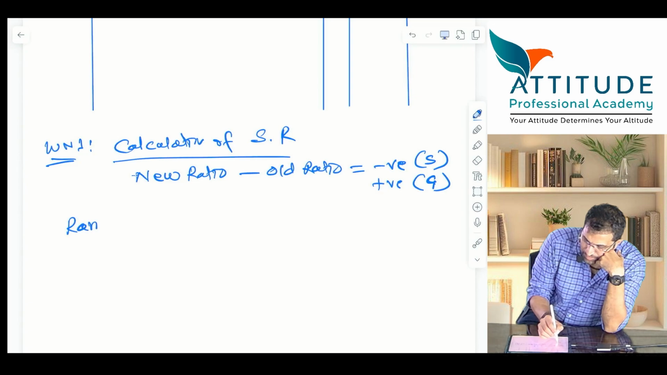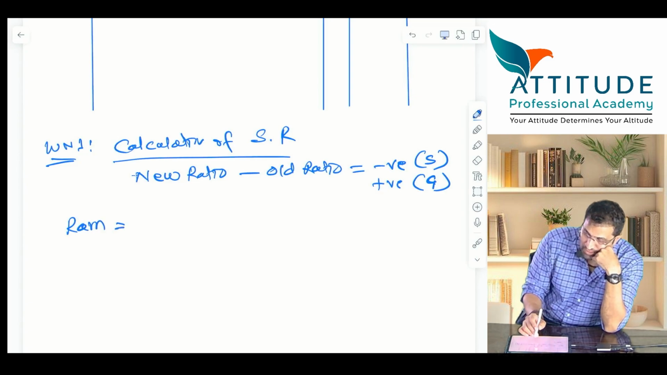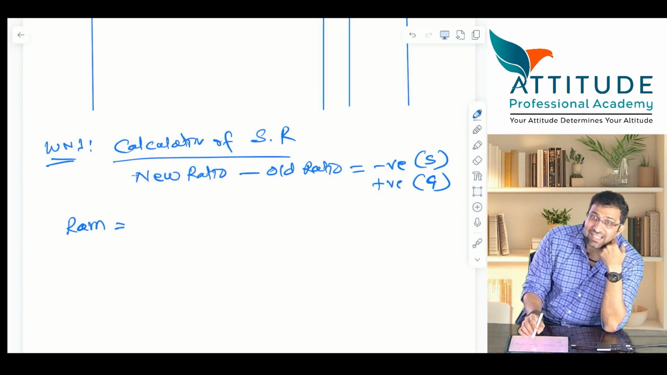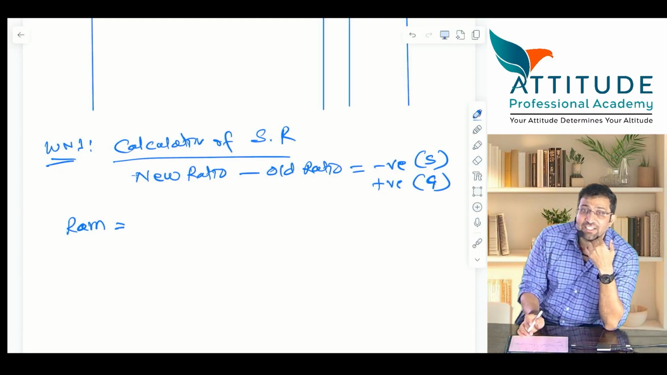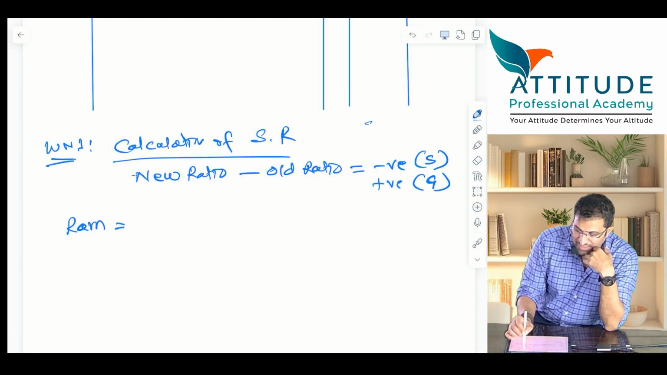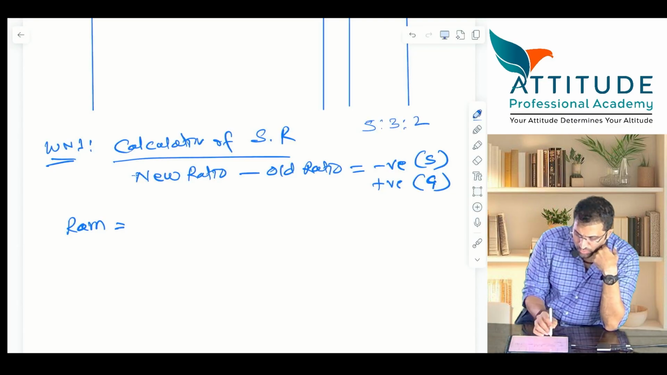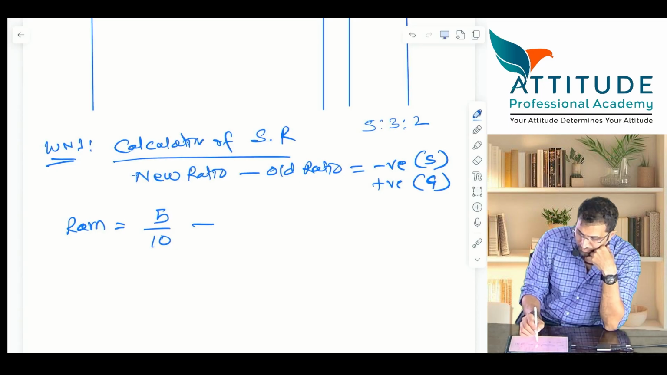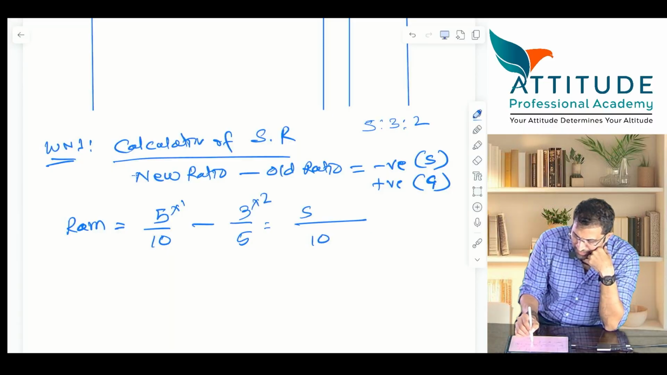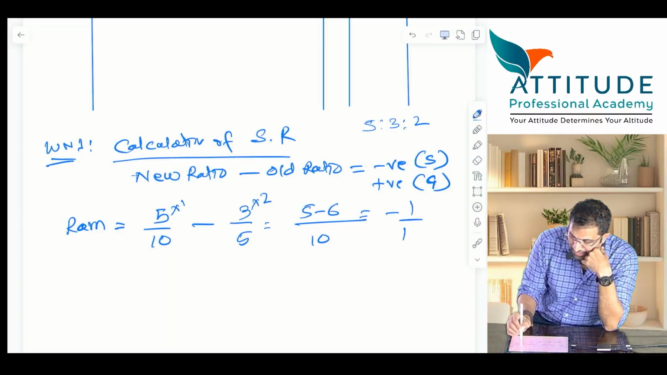What is Ram's new ratio? What is everyone's new ratio? 5:3:2. Okay, 5/10 minus old ratio 3/5. LCM 10, into 1, into 2. 5 minus 6, minus 1/10.